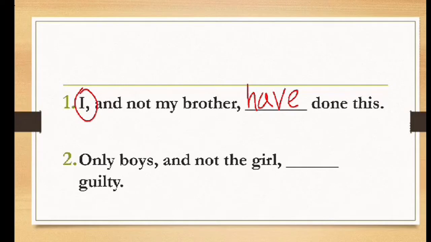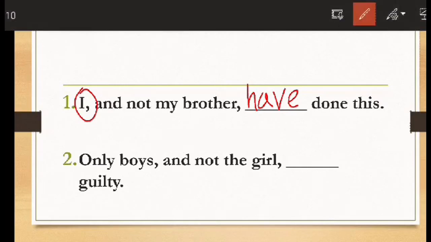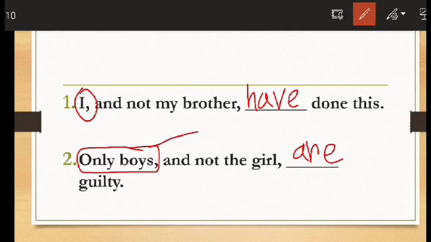Only boys and not the girl are guilty. So here we have to follow the subject, only boys, as it is plural. That's why the verb is plural, are. So, only boys and not the girl are guilty. Two or more singular subjects connected by and usually take a verb in the plural.